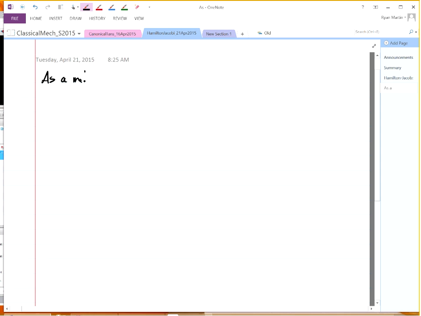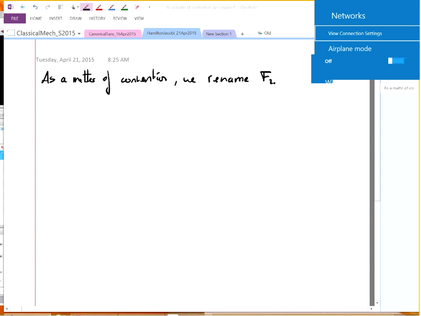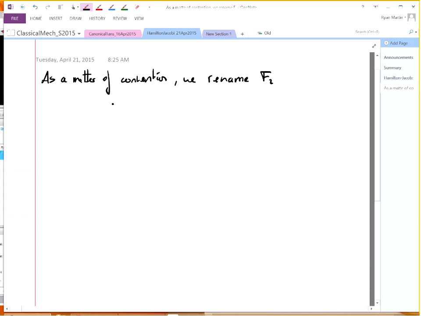So, as a matter of convention, we're going to rename F2. Let S, which is really explicit, S be a function of lowercase q_i, capital P_i, and t. Let that be the same thing as F2, which depends on the same things. Instead of writing F2 everywhere, I'm just going to write S.